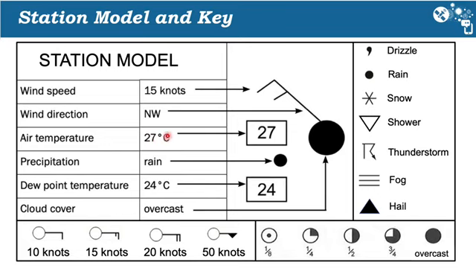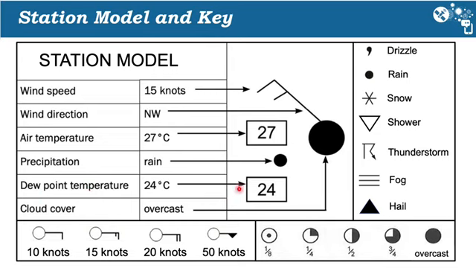And similarly, if you are given the weather information at an area and you are asked to draw a weather station model, here again you do not put the degrees Celsius down. Now, let's skip the precipitation and go to the dew point temperature here. Dew point temperature is 24 degrees Celsius. Now, what is meant by dew point temperature?